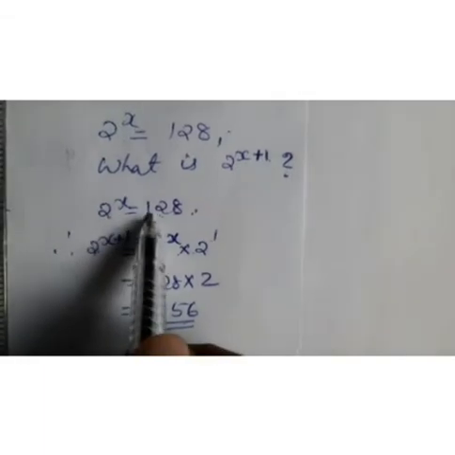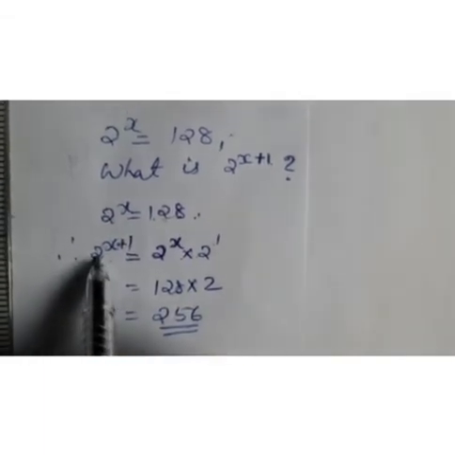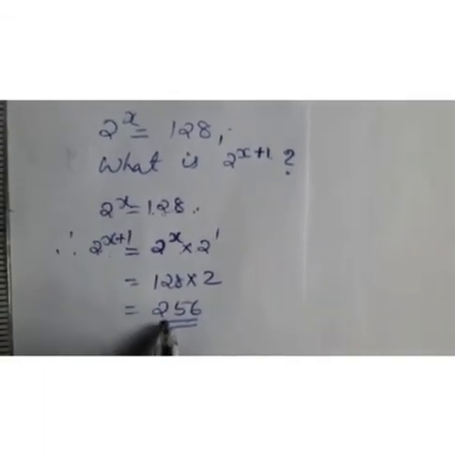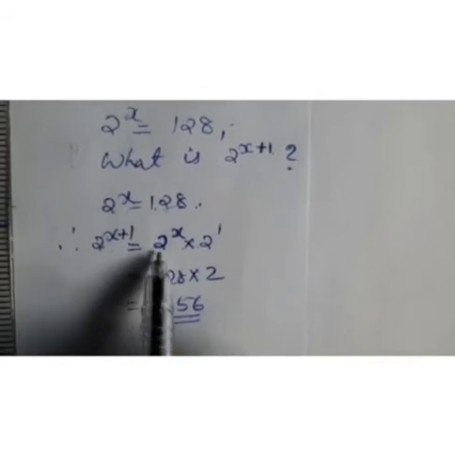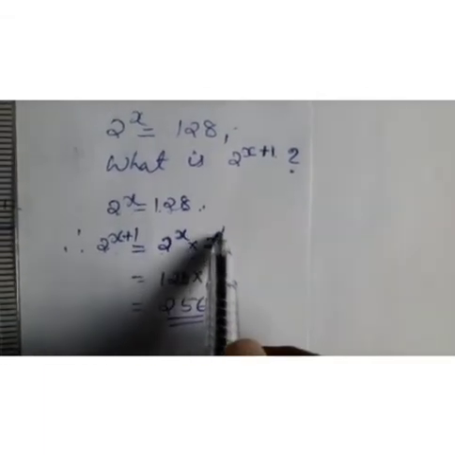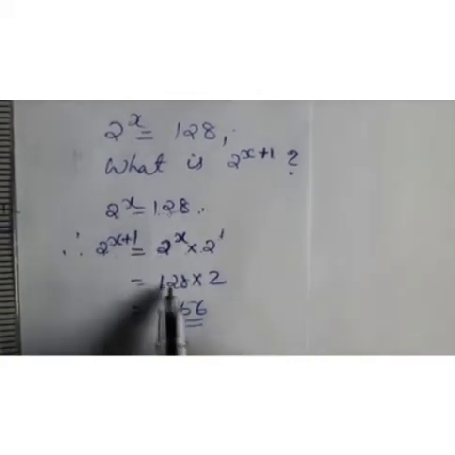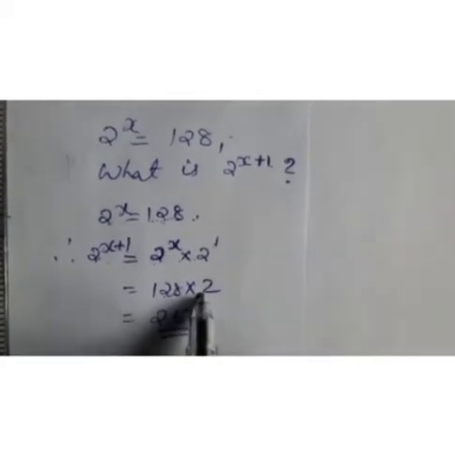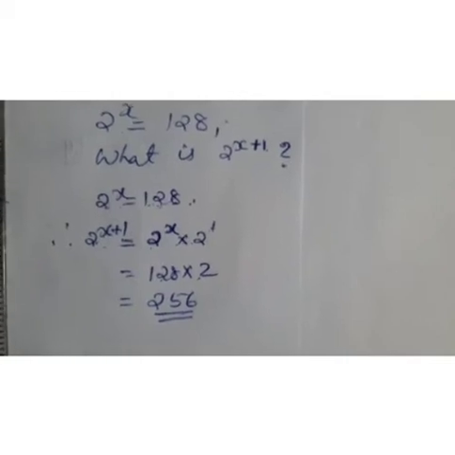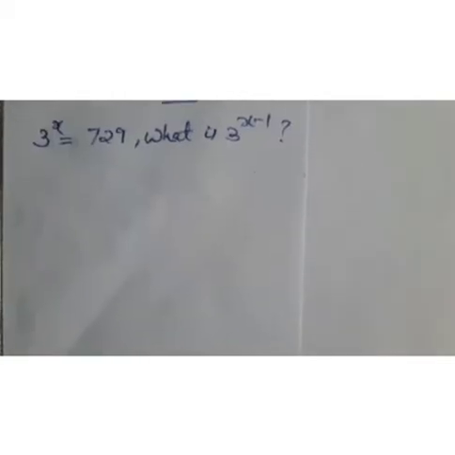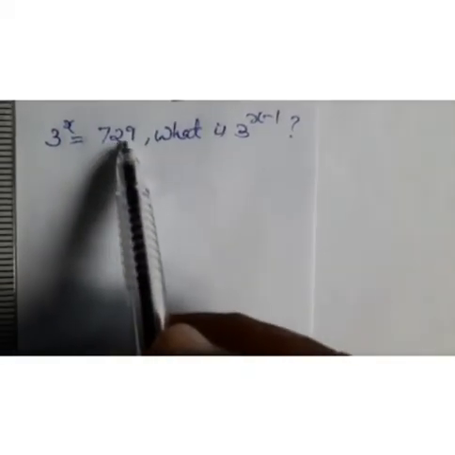So the value of 2 raised to 7 is 128. 2 raised to x plus 1 we have to calculate. 2 raised to x plus 1 is 2 raised to x into 2 raised to 1, the reverse of that multiplication rule. So 2 raised to x is 128 multiplied by 2. We will get 256. 3 raised to x equal to 729.